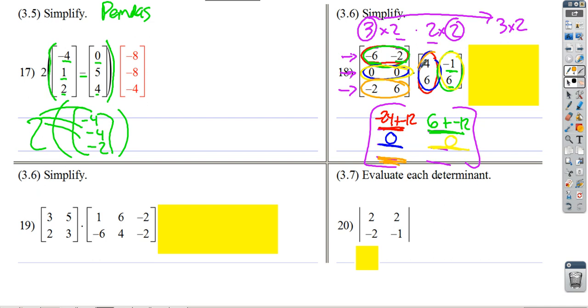Okay, this last one is third row, first column. So there's the third row, there's the first column. Negative 2 times 4 is negative 8. 6 times 6 is 36. Okay, and then here's the very last one.